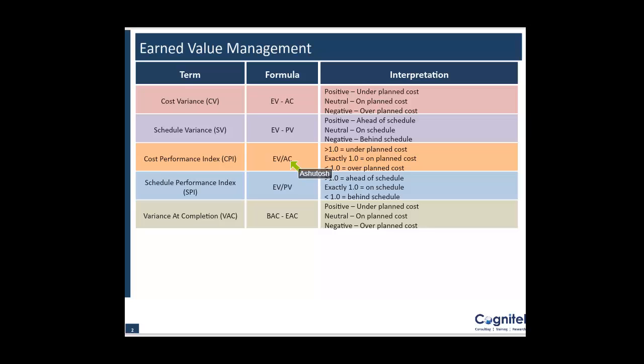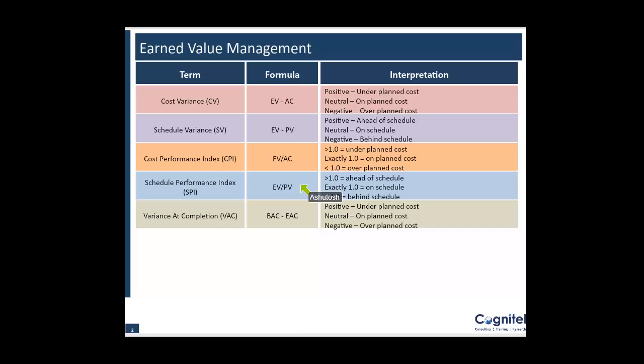Instead of minus, if you use the division sign, it gives you an index. So my CPI is EV upon AC. Exactly 1 is the ideal state. Greater than 1 means for every $1 spent, I am getting more than $1. If my CPI is say 1.25, that means for every $1 spent, I am getting a return of $1.25. Whereas if my CPI is 0.8 or 0.9, it means that for every dollar spent, I am getting a lesser amount in return. So that is EV upon AC.